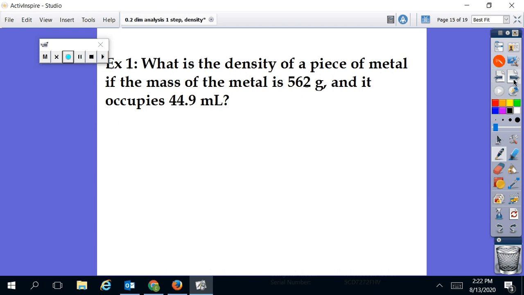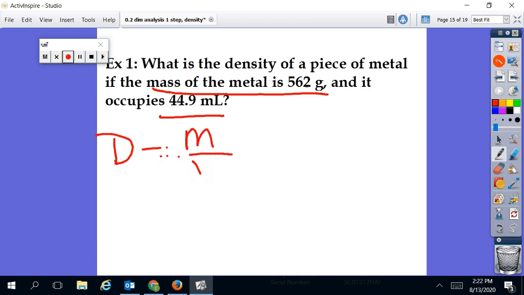Okay, now we're going to do a couple example problems on how to calculate density. What is the density of a piece of metal if the mass of the metal is 562 grams? It occupies 44.9 milliliters. Okay, well, you have to underline your givens in the column. You got mass and you got volume. And you know density is mass over volume.